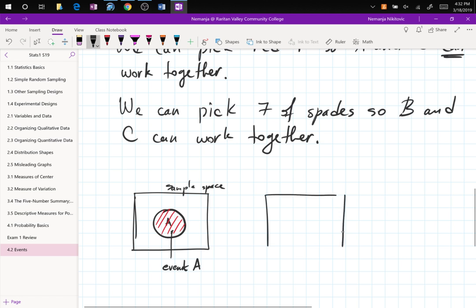Then you can have a complement of the event, meaning everything else other than the event you are looking for, and we say not A.